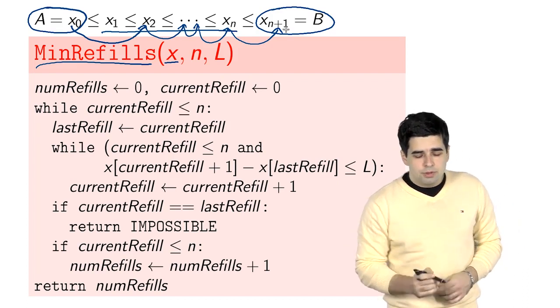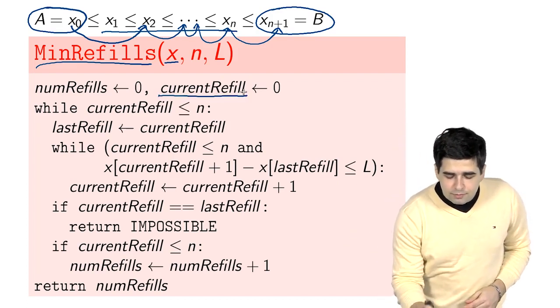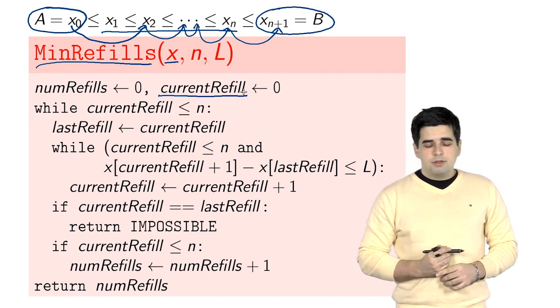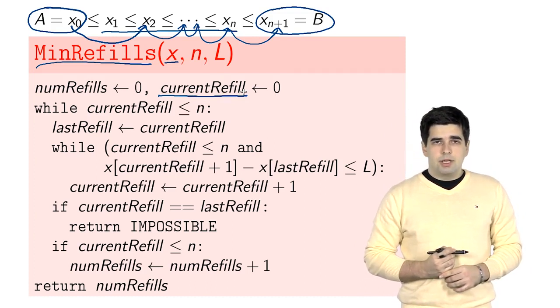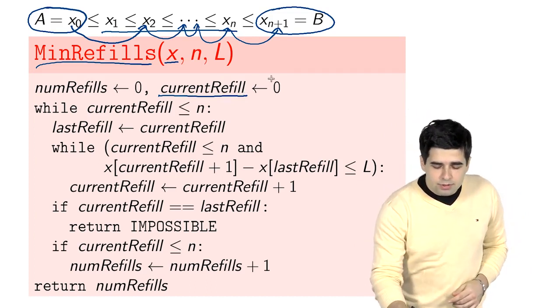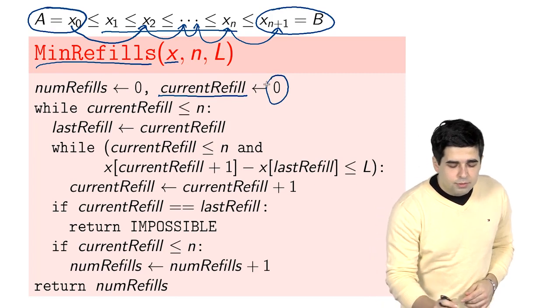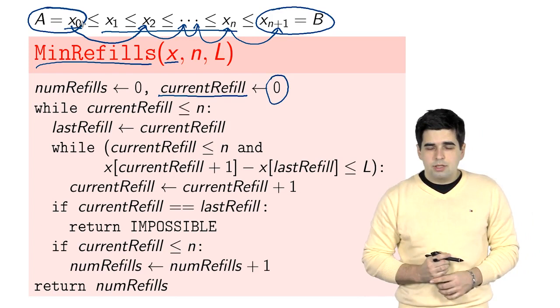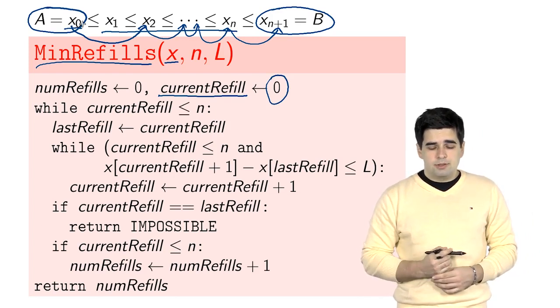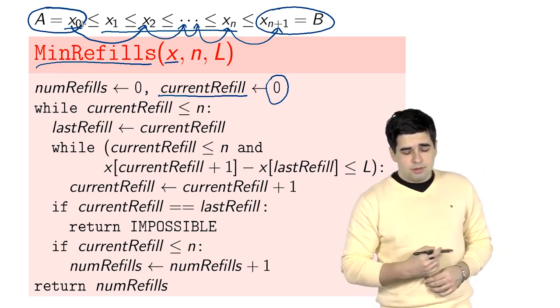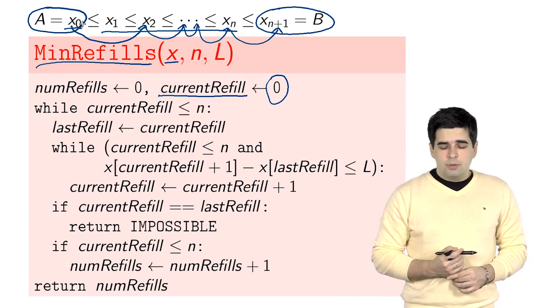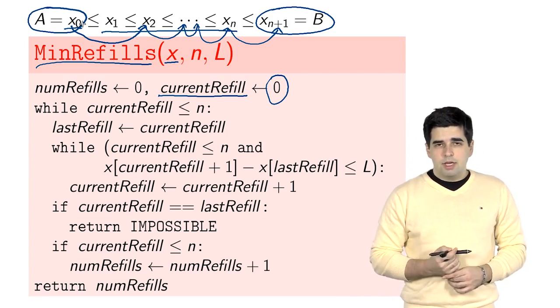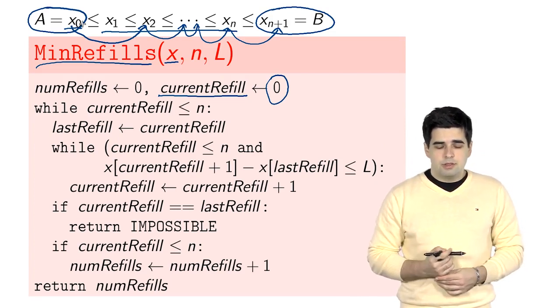And so we will store in the variable current refill the position in the array x where we are currently standing. And we will initialize it with 0, because we start from point A, which is the same as x0 and has index 0 in the array x. And later, current refill will store the index in the array x where we are currently standing.